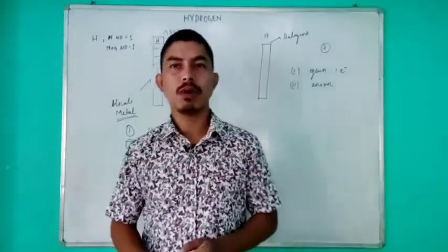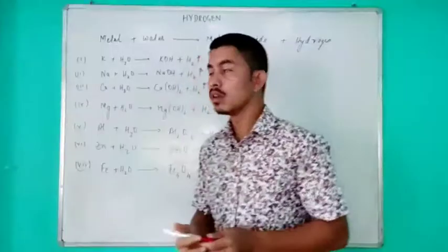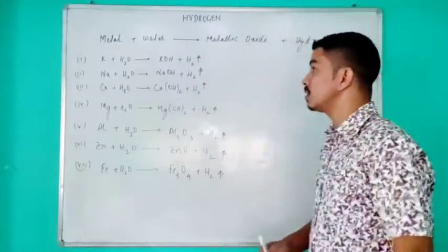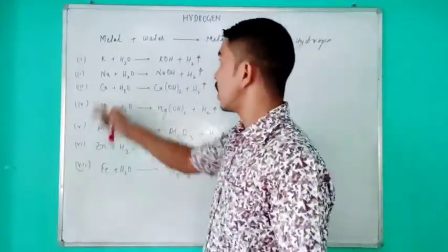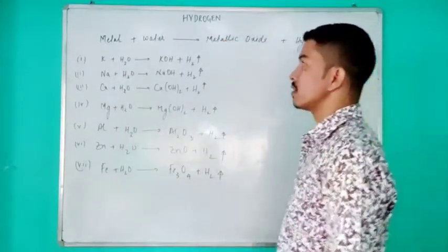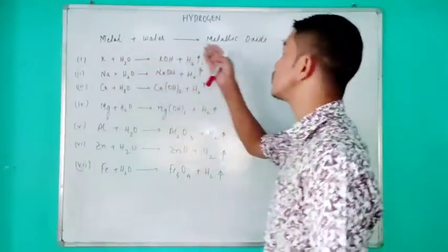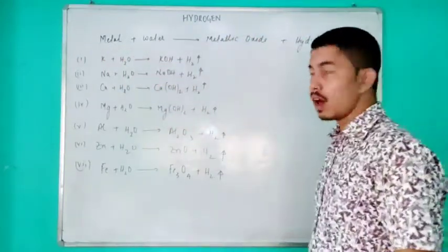Now we shall discuss the preparation of hydrogen from different metals. So here is the reaction of water with a metal to produce hydrogen gas. The formula is basically metal plus water, which usually gives the metallic oxide and hydrogen gas.